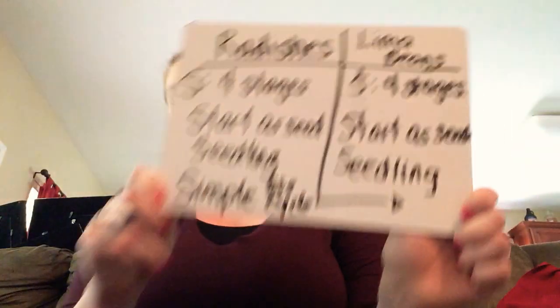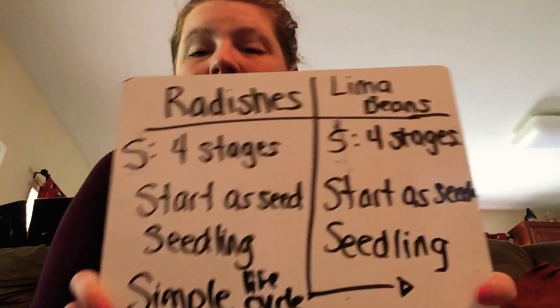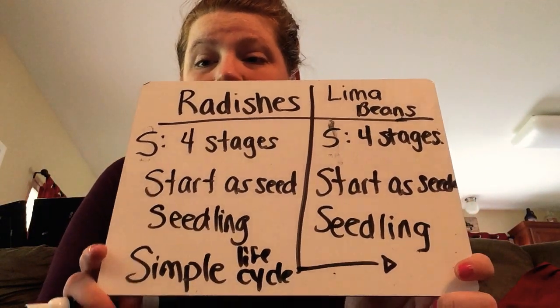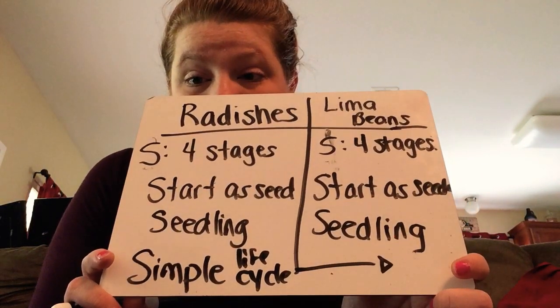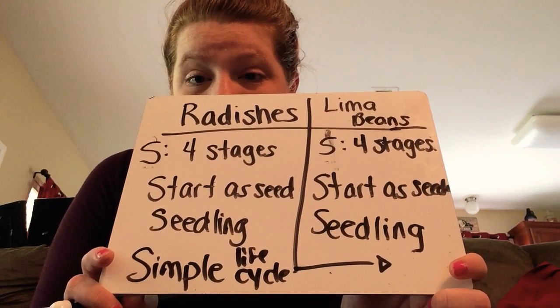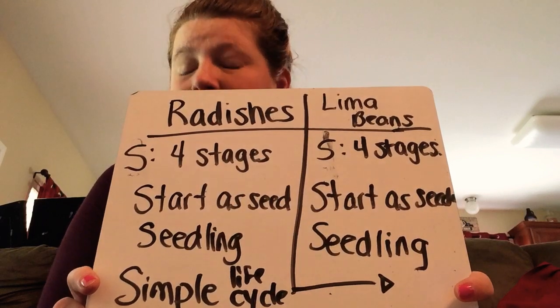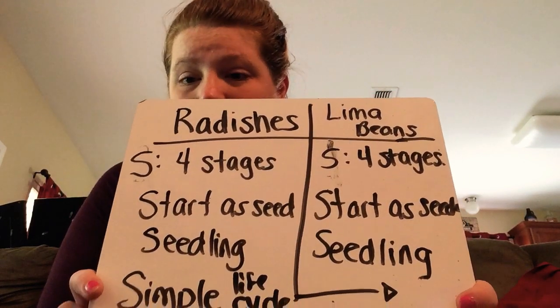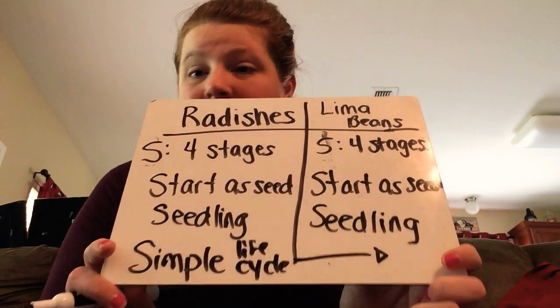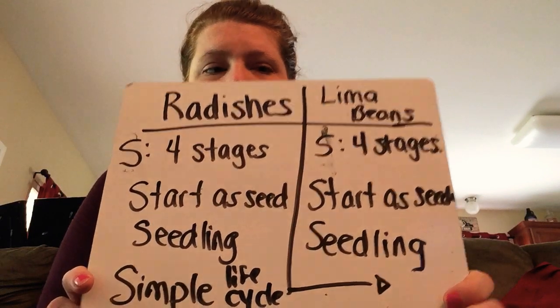Just put that over. Okay, so here's your notes. What's similar between radishes and lima beans? They both go through 4 stages. They start as seeds, and they both go through a seedling stage. They both actually go through the adult stage as well, and they're both simple life cycles, so just like humans. Pretty simple so far, right? Okay, so if I erase this one really quick, let's go through the differences.